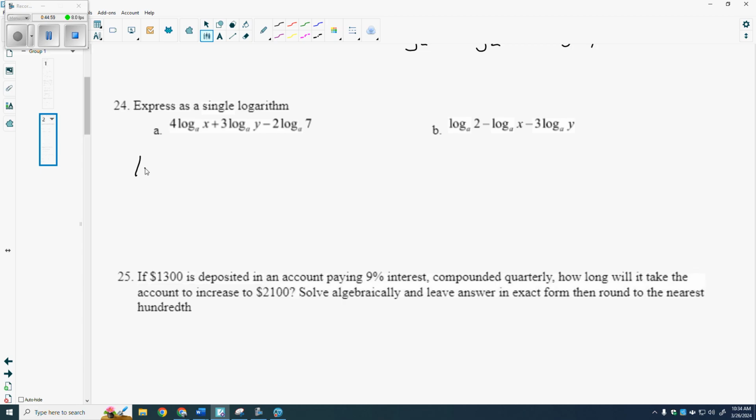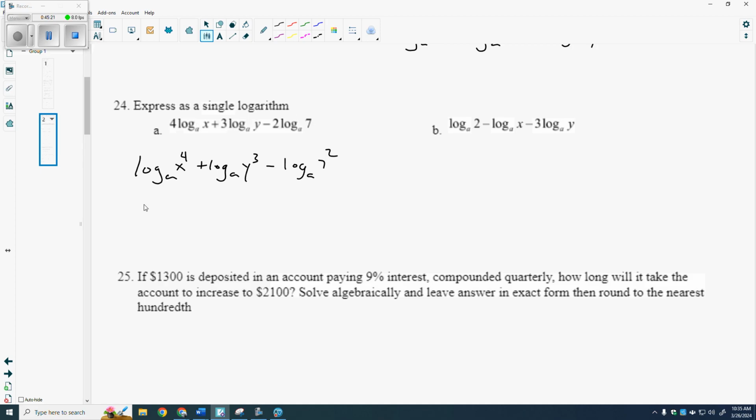Okay, I need a single logarithm. Before that, I'm not going to skip any steps for the first one. I will skip a bunch of steps for the second one. I'm going to do it all in one shot because we're smart like that. So my first step is I'm going to bring all of the coefficients up as exponents. Bring the 4 up, bring the 3 up, bring the 2 up.